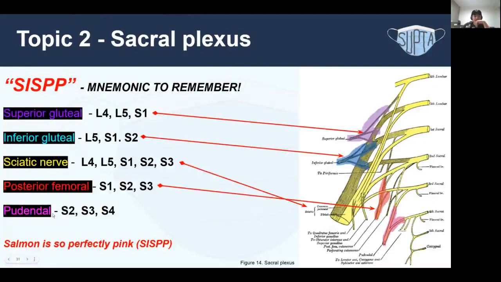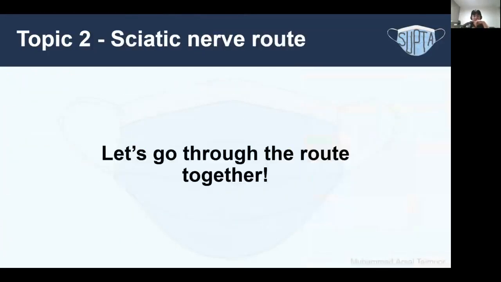The pudendal nerve is not really relevant, so you can ignore it. But when you go into second year or third year, it will start to become more relevant. So S2, S3, S4, keep your shit off the floor. If you just remember that, then you'll understand what that means later on when you cover it.